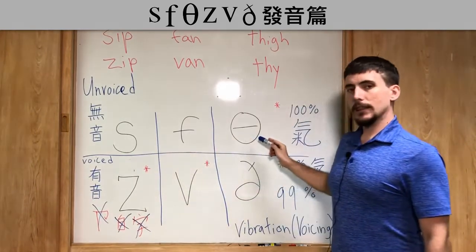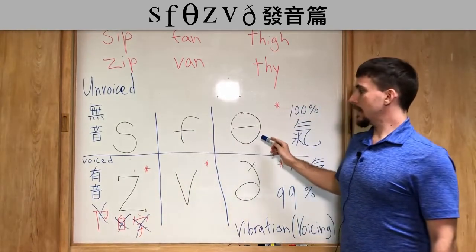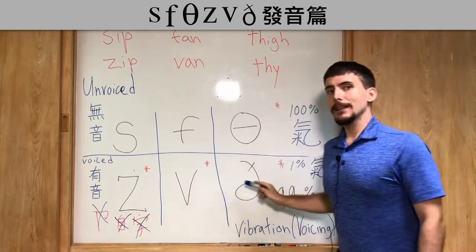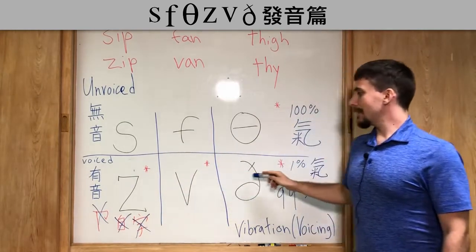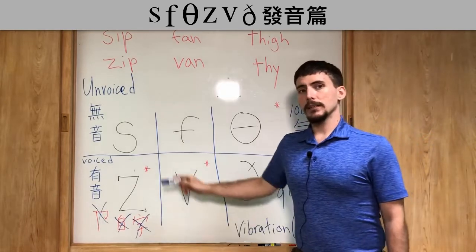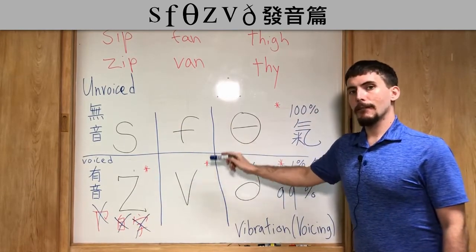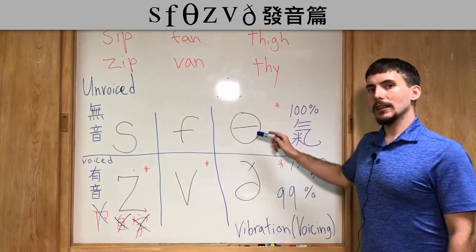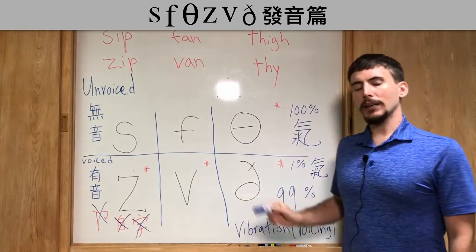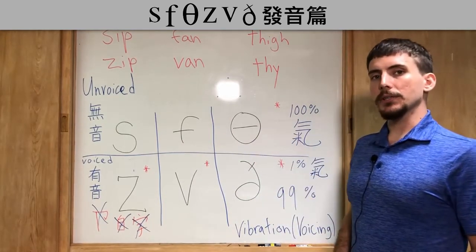One more time, left to right and up top to bottom. S, f, f, s, f, f. Z, v, v, z, v, v. Top to bottom. S, z, s, z, f, v, f, v, f, v, f, v. If you practice this way every day, you'll make progress very fast.